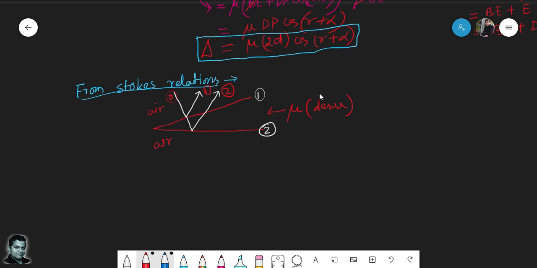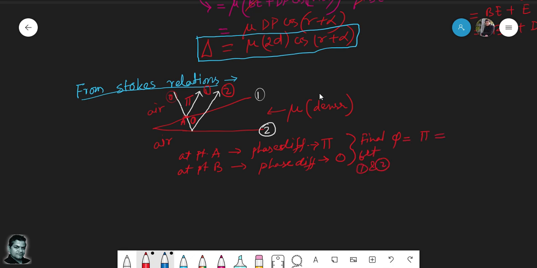Now, from the incident ray, when ray 1 gets reflected, there is a phase difference between ray 1 and 2, and that phase difference is pi. And when ray 2 gets reflected from interface 2, there is no phase difference, so zero phase difference. So at point A, the reflection includes a phase difference of pi. At point B, there is no phase difference between the incident and the reflected ray, so the phase difference is 0. Correspondingly, finally the phase difference is pi between 1 and 2.